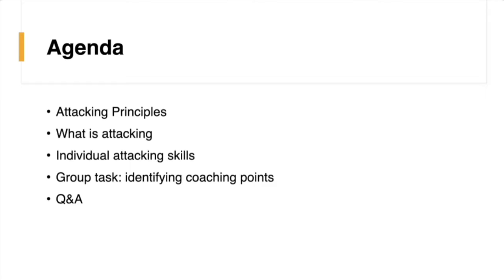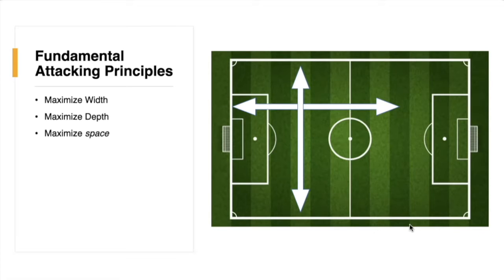Okay, so fundamental attacking principles. The two main ones that you should know, and we're really only touching on this very lightly, are to maximize width and to maximize depth within the game. So ultimately that maximizes space. The reasons we do this, you're basically making the pitch as big as possible whenever you're attacking. Ultimately that's to make it as hard as possible to defend against you.